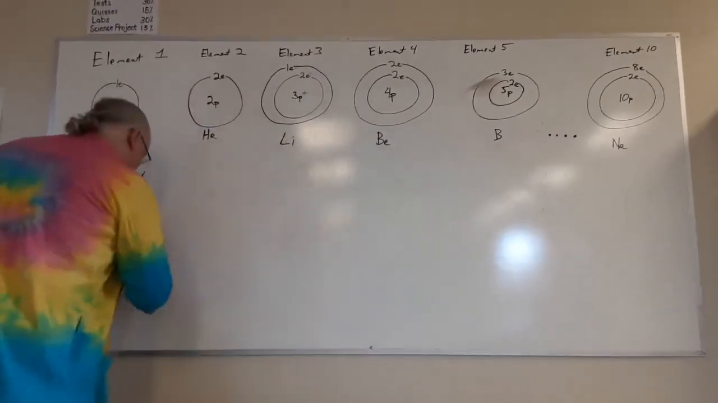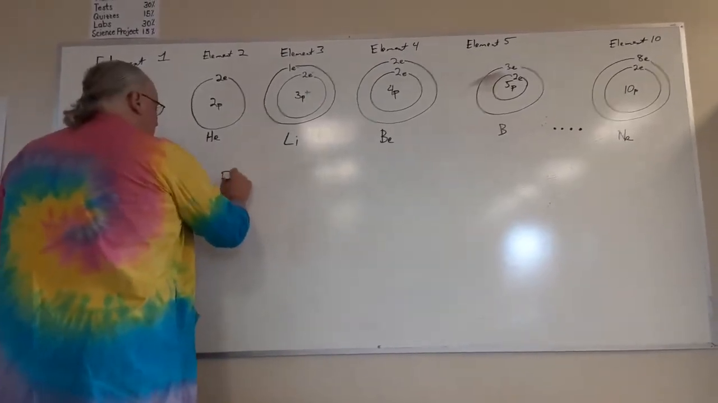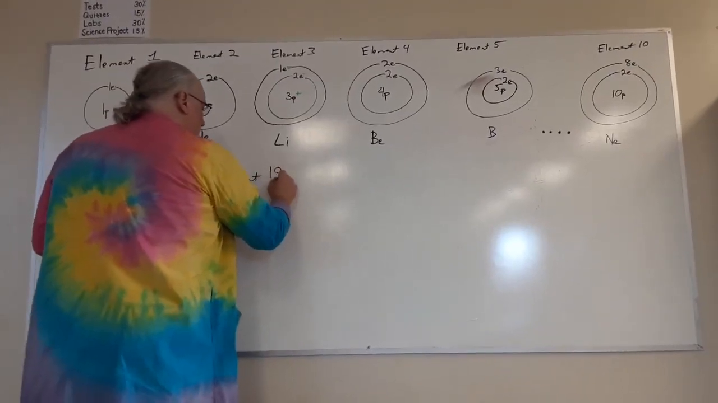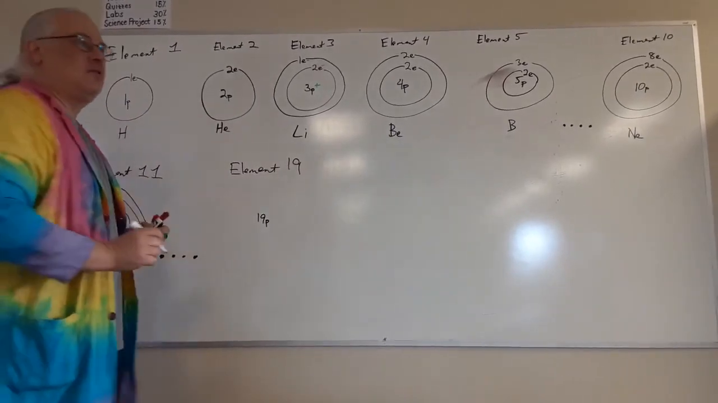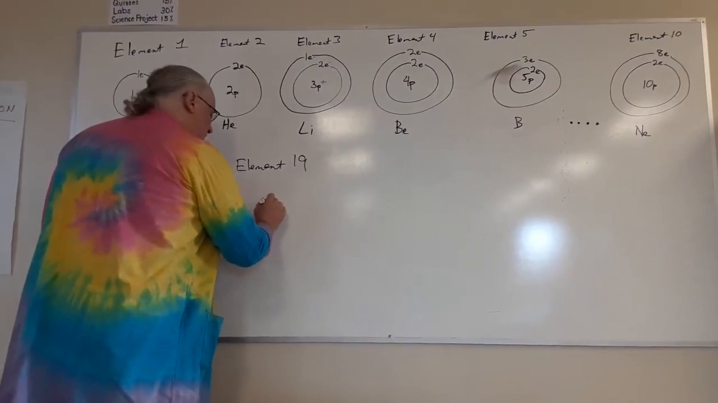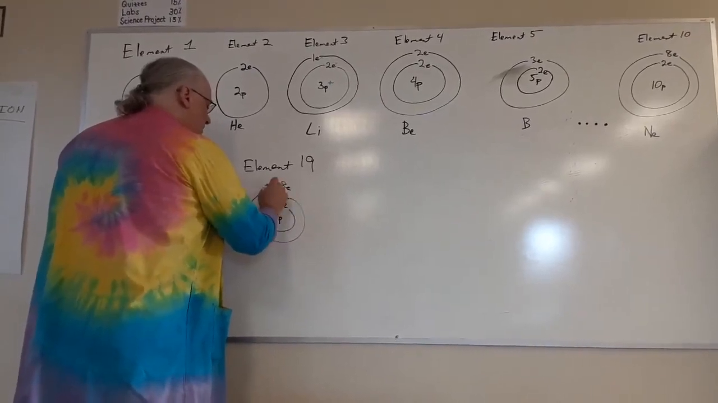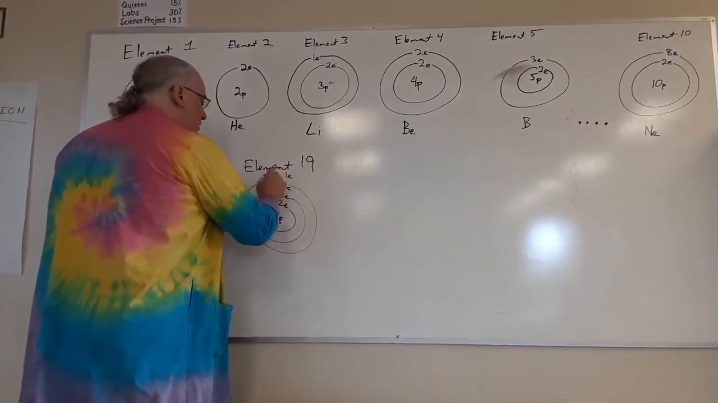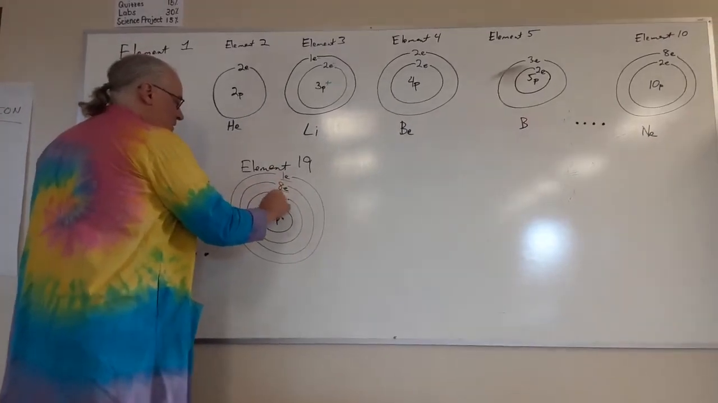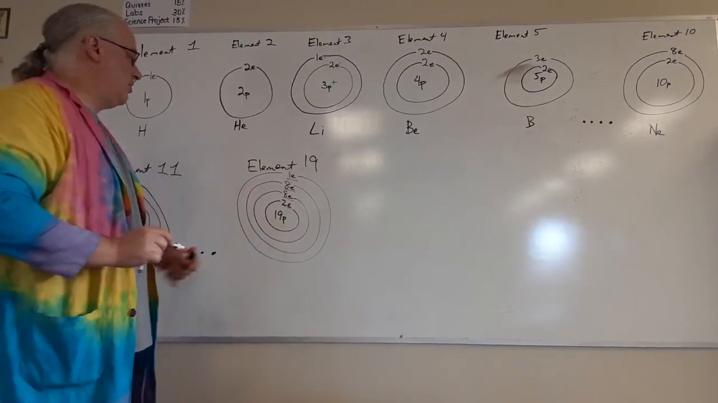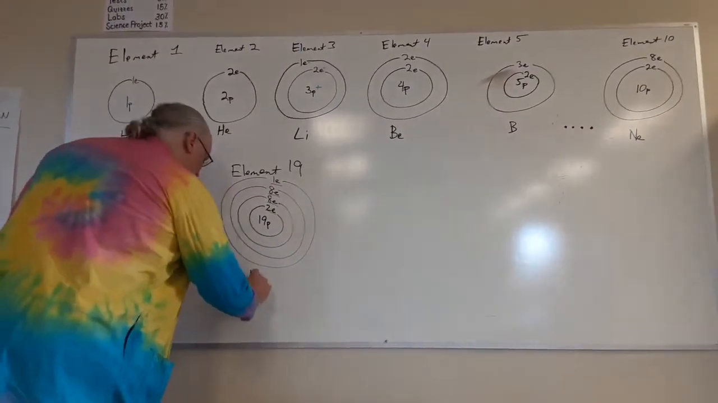So we'll have to skip. Element 19, potassium. 19 protons in the middle, 2 electrons on one shell, 8 on another shell, 8 on another shell, 1 on another shell, for a total of 19 negative electrons to balance out those 19 positive protons. But we added a whole other shell for potassium.